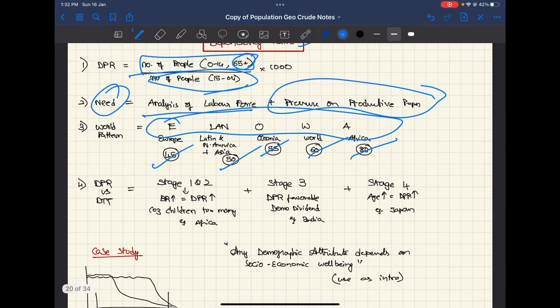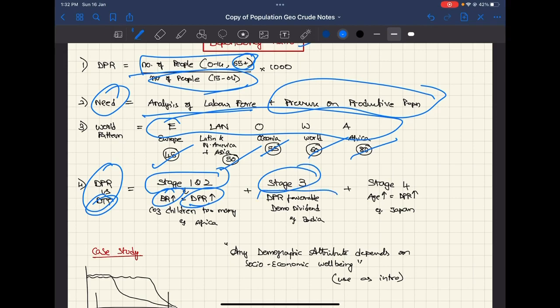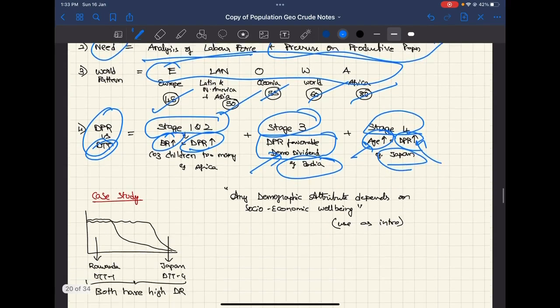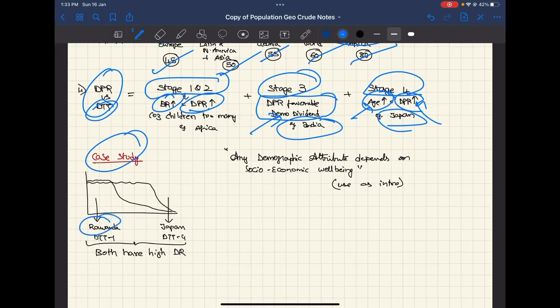And DPR versus DTD, what is demographic transition theory? Stage 1 and 2, birth rate is high, therefore DPR will be high. Stage 3, DPR will be favorable because of high demographic dividend, example India. In stage 4, old age people will be more, therefore DPR will be high, example Japan. So there is a case study. Rwanda is in DTD stage 1 and Japan is in DTD stage 4. Though Japan is very highly developed and Rwanda is very low developed, both have very high dependency ratios.